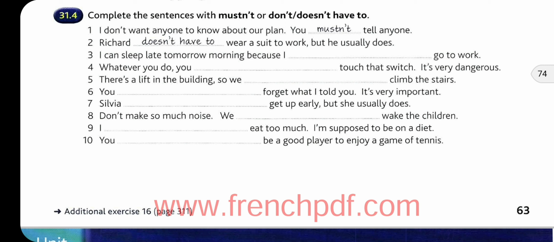And number 10: you be a good player to enjoy a game of tennis. هنا طلاب you be a good player. انت مو من المفترض ما تحتاج انك تكون لاعب محترف على مود انك تلعب كرة تنس تستمتع بكرة التنس. اذا بما ان عندنا you don't have to be a good player. You don't have to be a good player to enjoy a game of tennis.